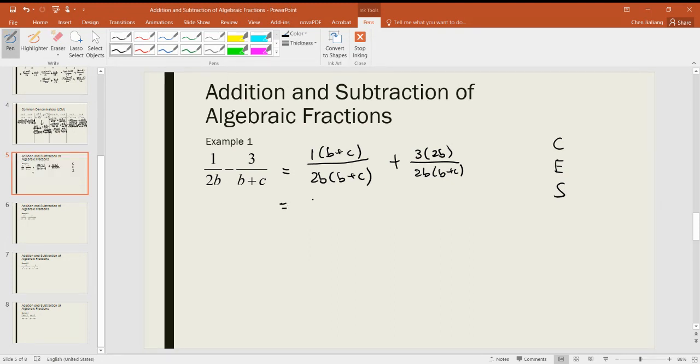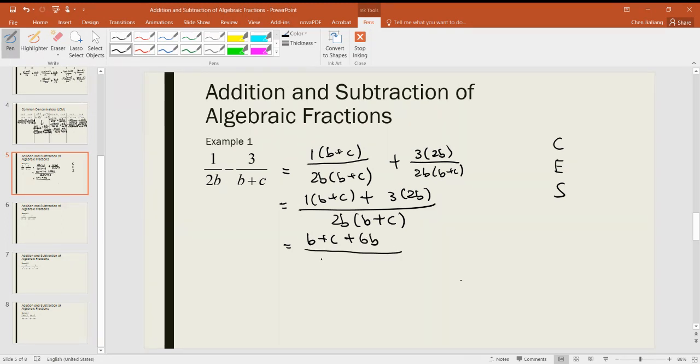So combine: you just write b plus c, plus, you follow with the plus, and 3 bracket 2b, and then the common denominator will be 2b bracket b plus c. The next step will be to expand. So it will be b plus c, plus 6b, and the common denominator is still 2b bracket b plus c.